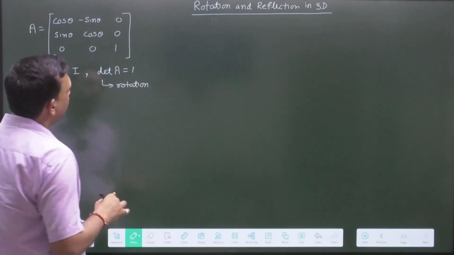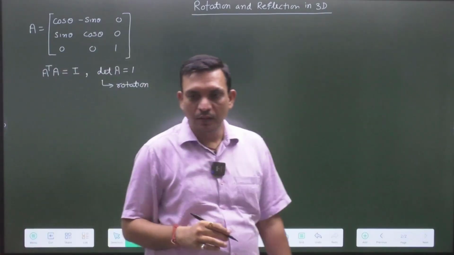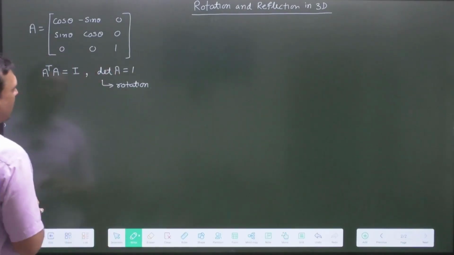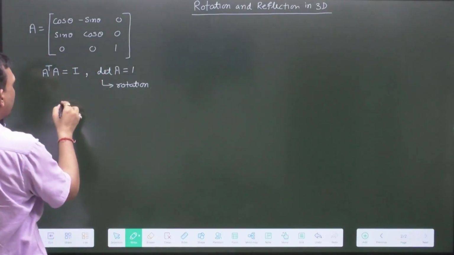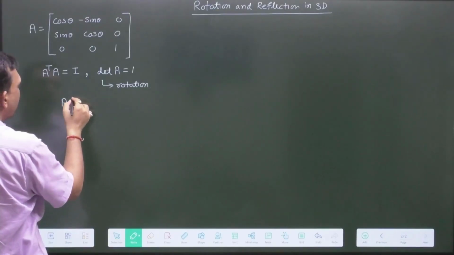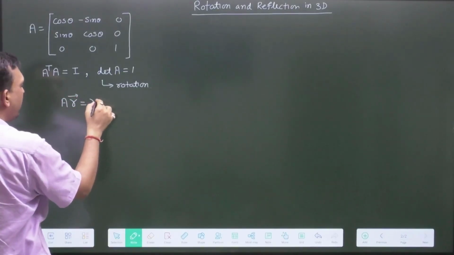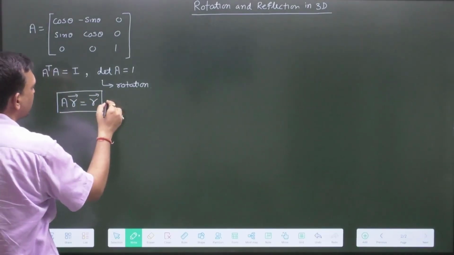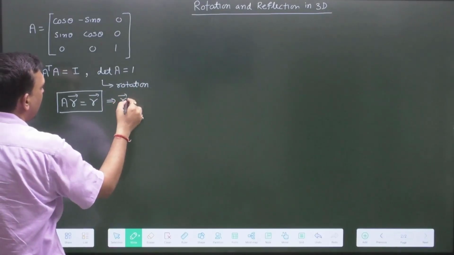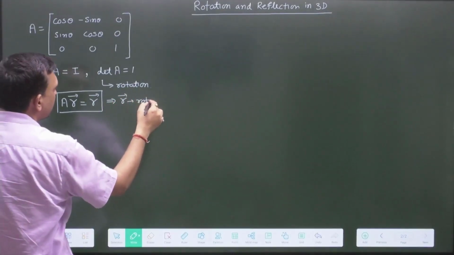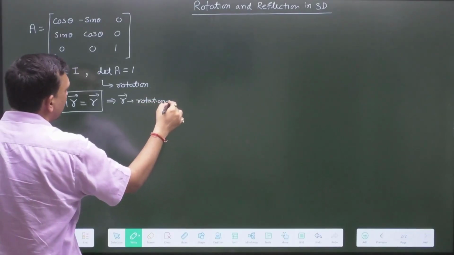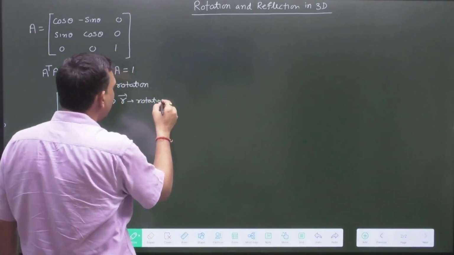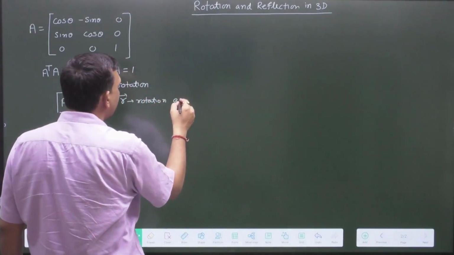Now you have to see what the rotation axis will be. In this case, we have to identify the rotation axis. So again, you have to use this condition. If you operate A on some vector R, if the determinant is 1 and you are getting this condition, then R is the rotation axis. There will be rotation about this rotation axis.